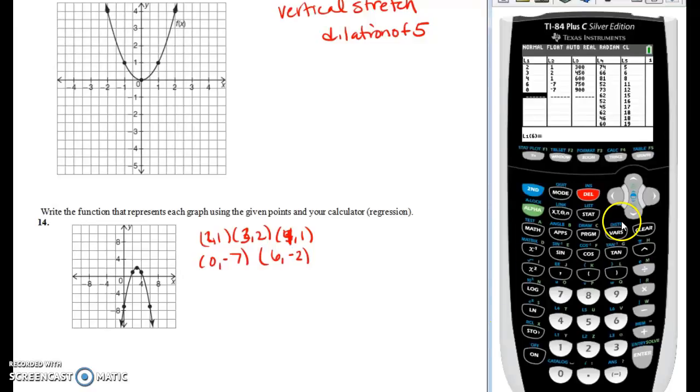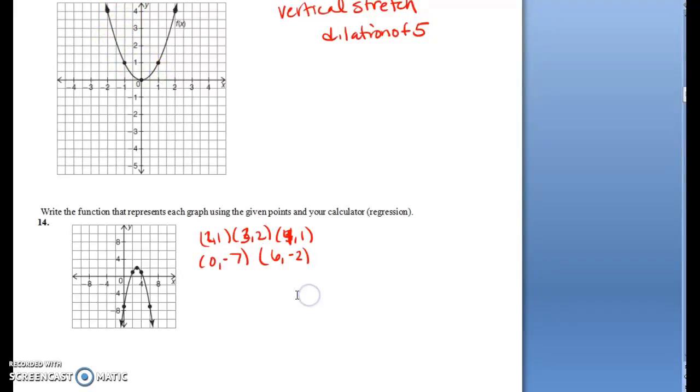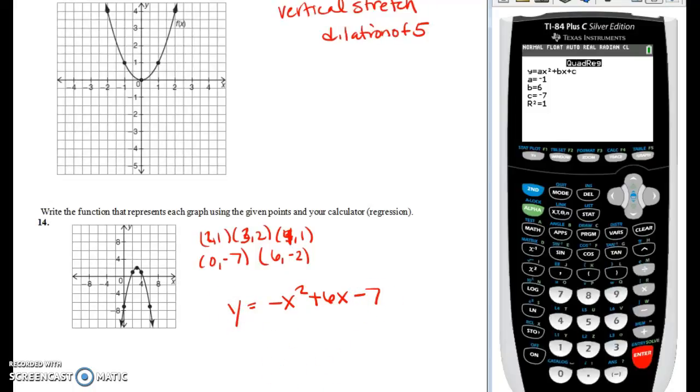And then once you have all your points in here, again, we know that this looks like a parabola. So if you go to Stat, Calculate, and again, we choose any one of those values. We're going to try quad regression first. And you calculate your equation. And there you have it. And notice that r squared is a perfect one because this is a perfect parabola. So you'd have negative x squared plus 6x minus 7. So negative x squared plus 6x minus 7 is my equation for this. And it's all based on my calculator.